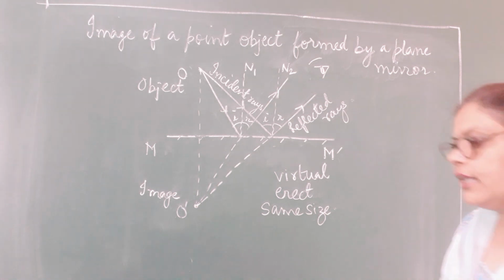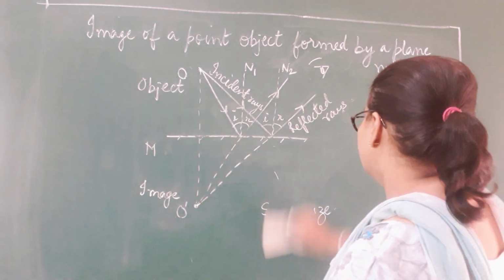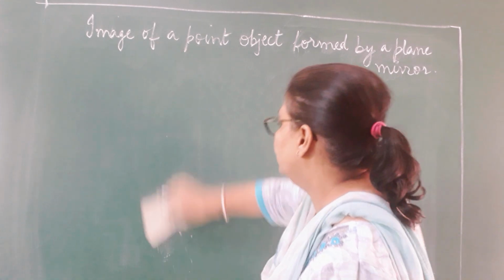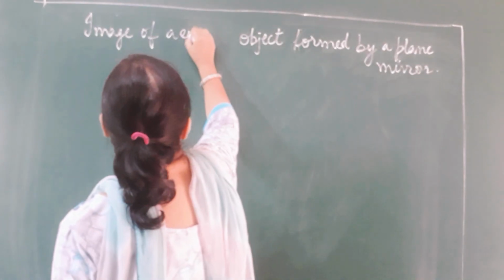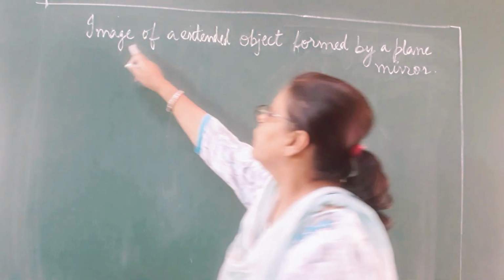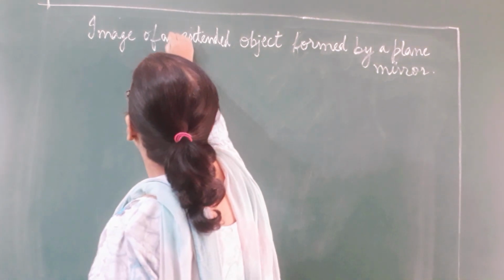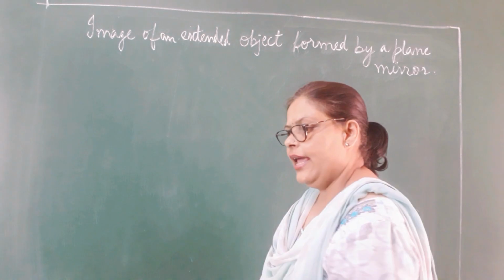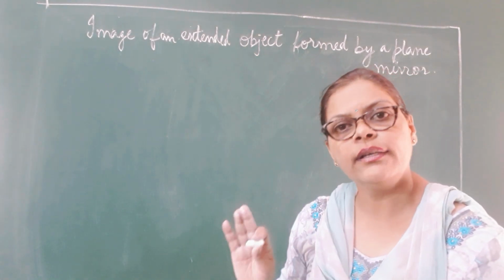Now, in the second diagram, children, again we are going to use the plane mirror. Okay, I am erasing this diagram. Again, I am going to use a plane mirror, but this time I am going to use an extended object. I am changing this. It is a diagram representing the image of an extended object. Instead of a point object, now we are going to use an extended object. Now look at how I go about the diagram.